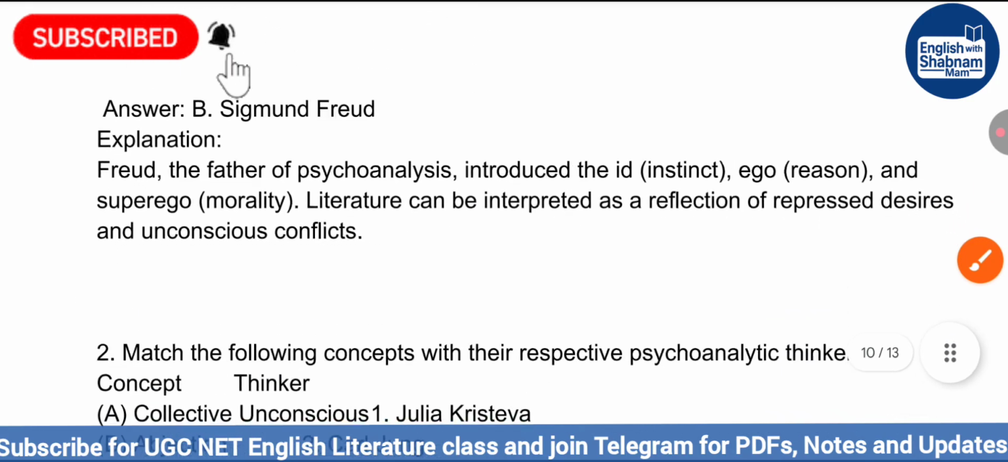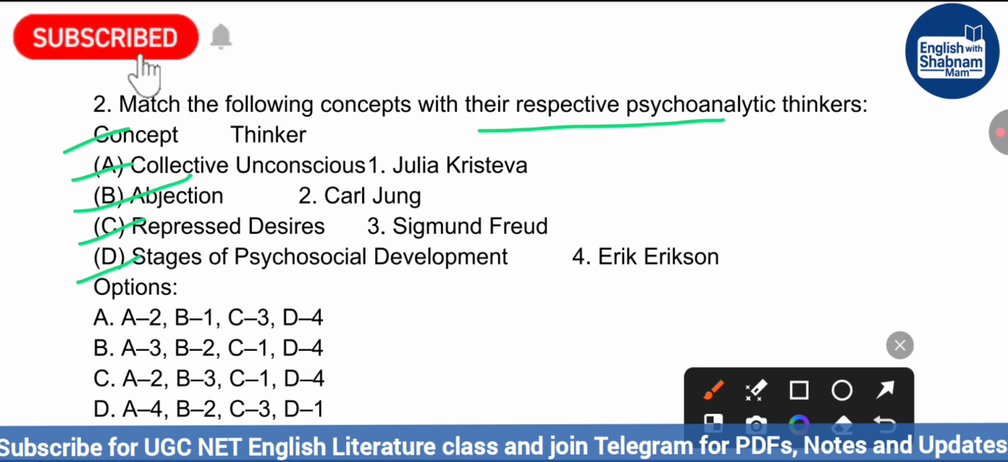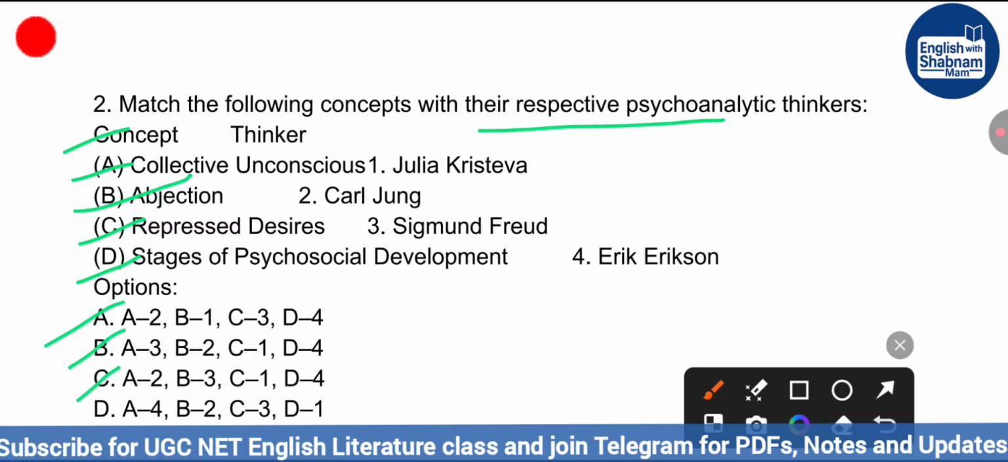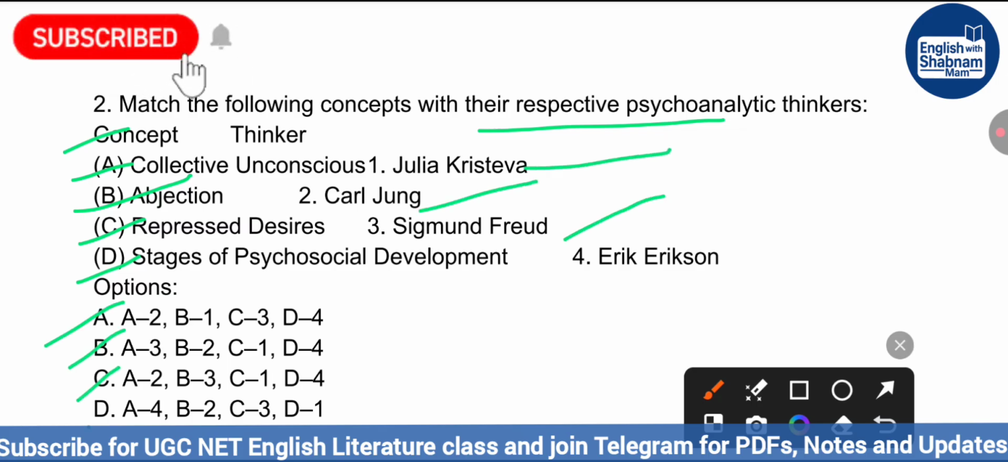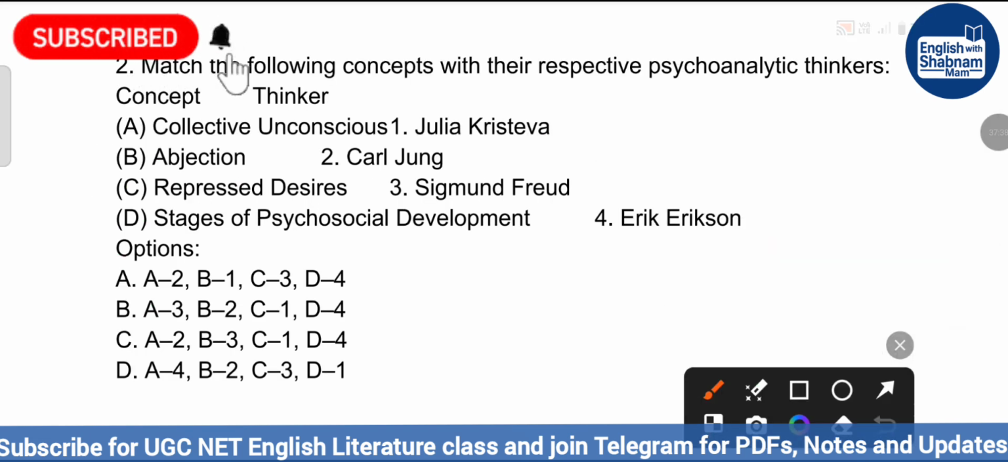Another question: match the following concepts with their respective psychoanalytic thinkers. The concepts are collective unconscious, abjection, repressed desire, and stages of psychosocial development. Options: Julia Kristeva, Carl Jung, Sigmund Freud, and Erik Erikson. So the correct answer: collective unconscious we can take to Carl Jung. Abjection, you can take to Julia Kristeva. Repressed desire, Sigmund Freud, and stages of psychosocial development, Erik Erikson.